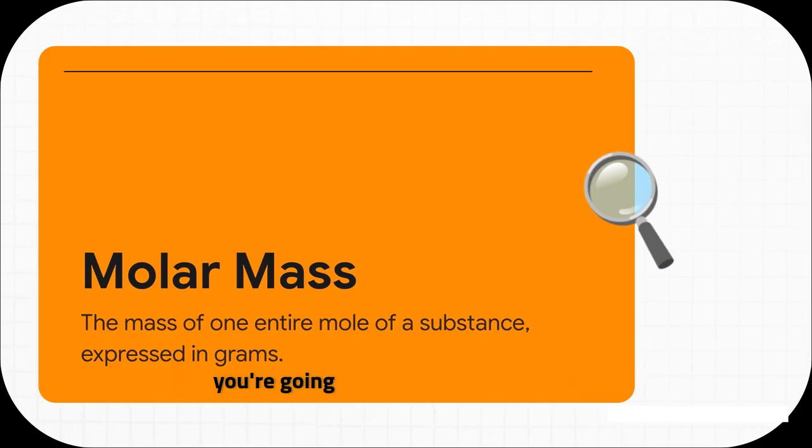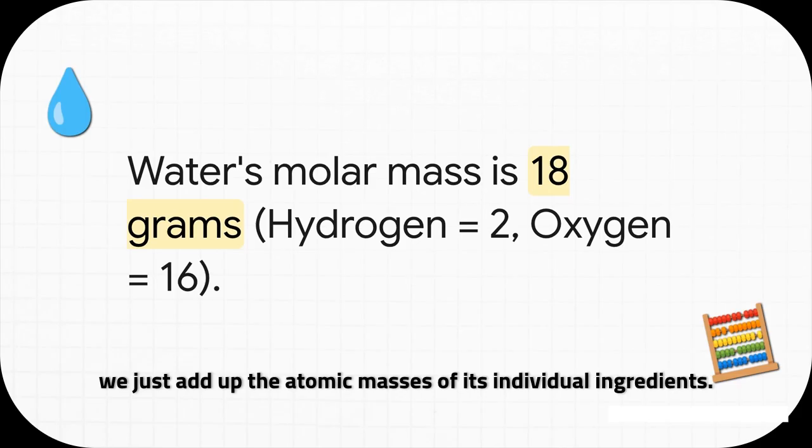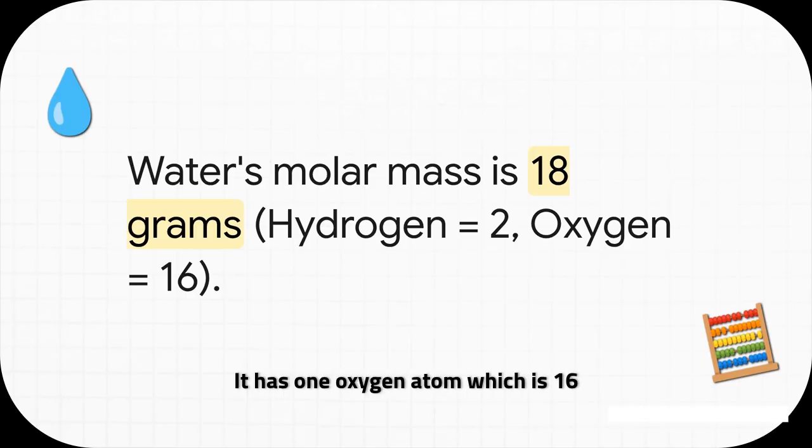All right, now that you have this deep physical intuition for how this works, we can finally introduce the formal chemistry term you're going to see in all the textbooks, molar mass. Molar mass is simply the mass of one entire mole of a substance expressed in grams. It's the exact same number as the atomic mass you see on the periodic table. You literally just swap out that tiny AMU unit for grams. That's it. Let's look at a really practical example with a molecule we all know, water, or H2O. To find its molar mass, we just add up the atomic masses of its individual ingredients. It has 2 hydrogen atoms, which are 1 AMU each, so that's 2. It has 1 oxygen atom, which is 16 AMU.